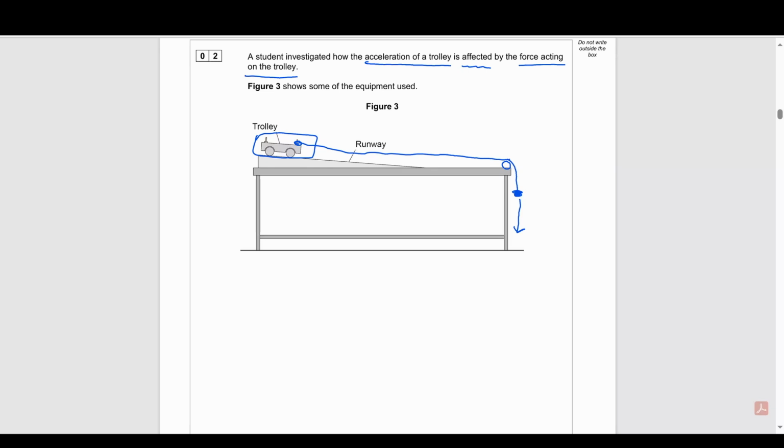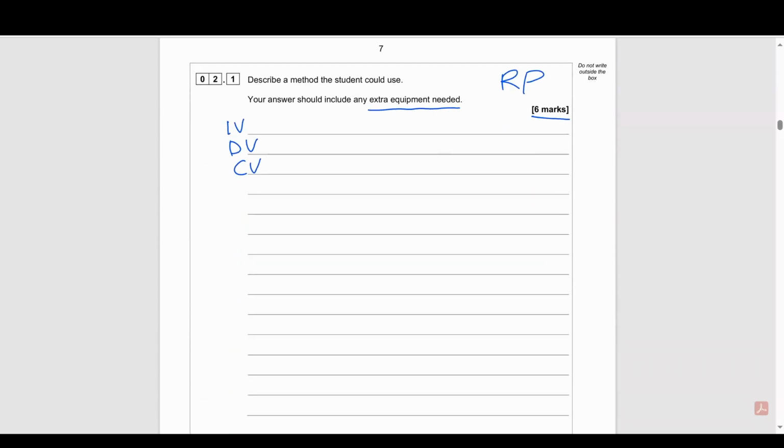So there's our extra pieces of equipment there: string, pulley, masses. So what we're doing then, we're changing the force acting on the trolley that way.